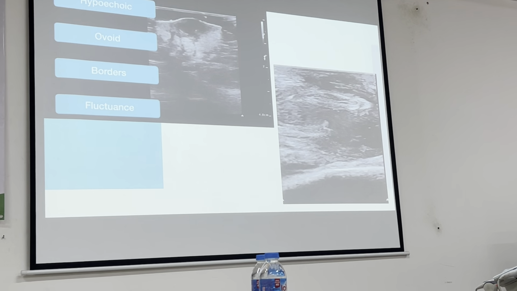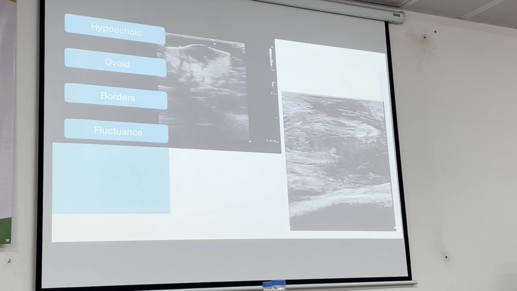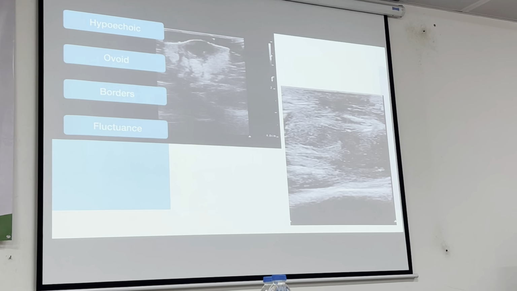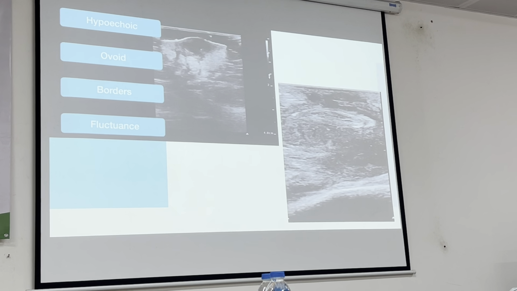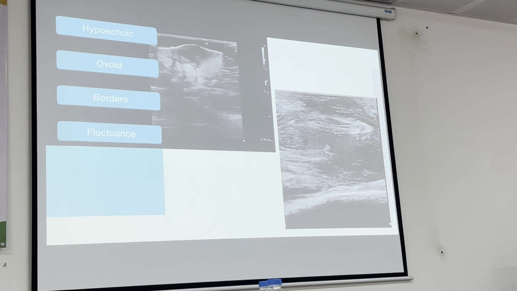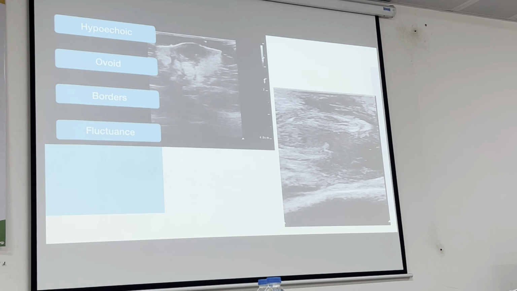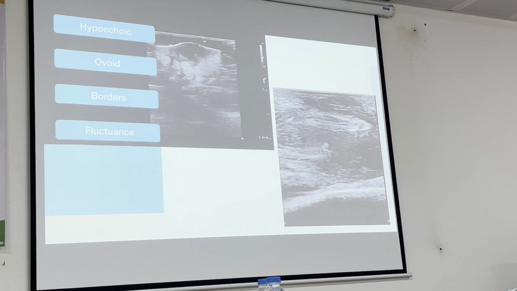And then it should have something called fluctuance, meaning when you press on it, if there is pus inside, that's what this image is showing, is that you would get movement of that pus when you are pressing external pressure on it. If it's not moving around, it's likely not an abscess, and this is not something to go forward and incise and drain or try to needle aspirate.